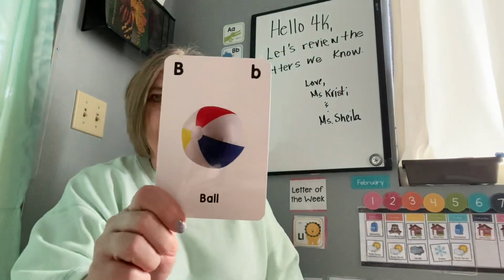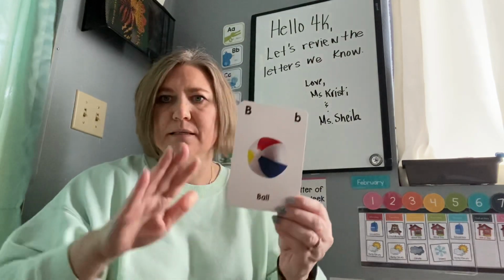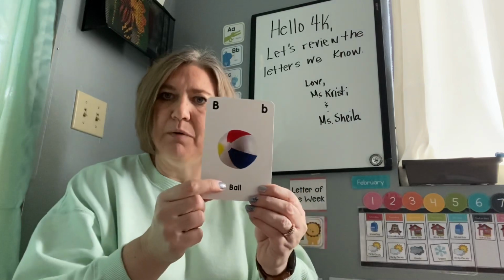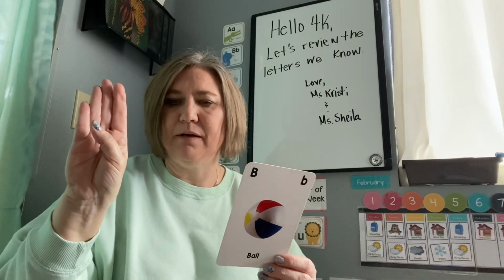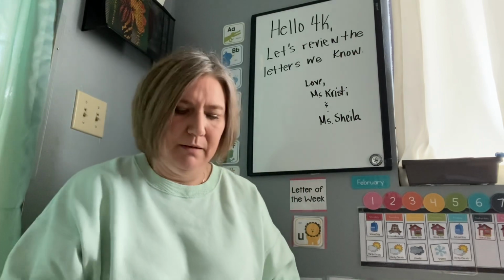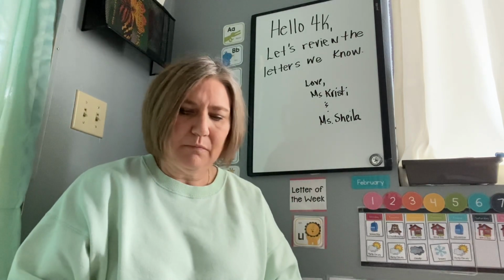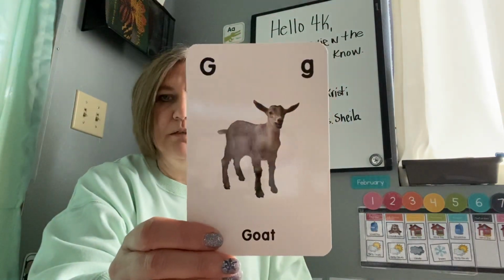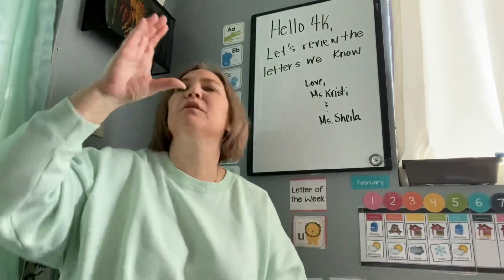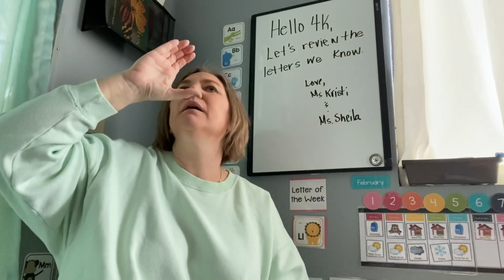Next is the letter B. B says b, b, just like in ball. You make the letter B just like this, 4 fingers up, thumb across your palm. B, b. This is the letter G, goat. G, g, just like we're drinking something, g, g.